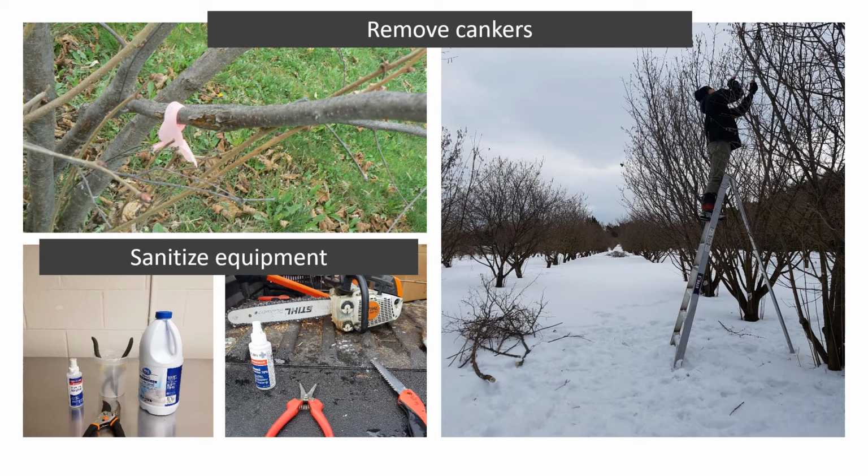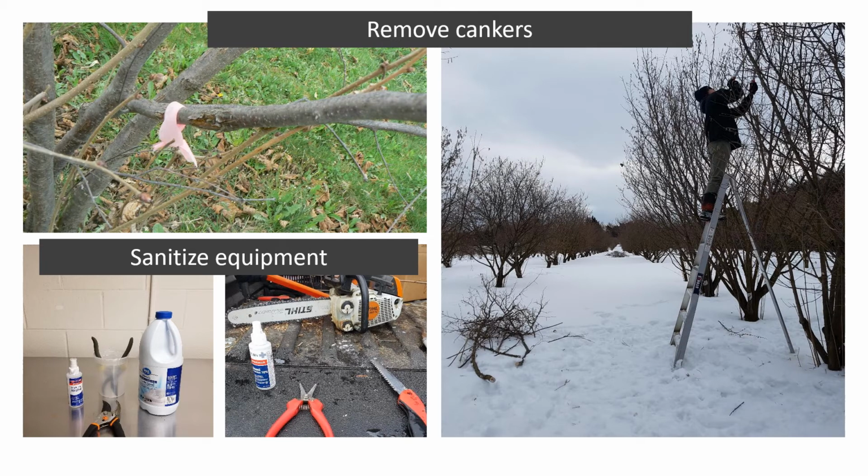When you're scouting your orchard and you see what you think is a bacterial blight canker, you're going to want to flag it for later removal. When you're doing your winter pruning for Eastern Filbert blight, or when you're pruning for any reason, you're going to want to take out those bacterial blight cankers at the same time.